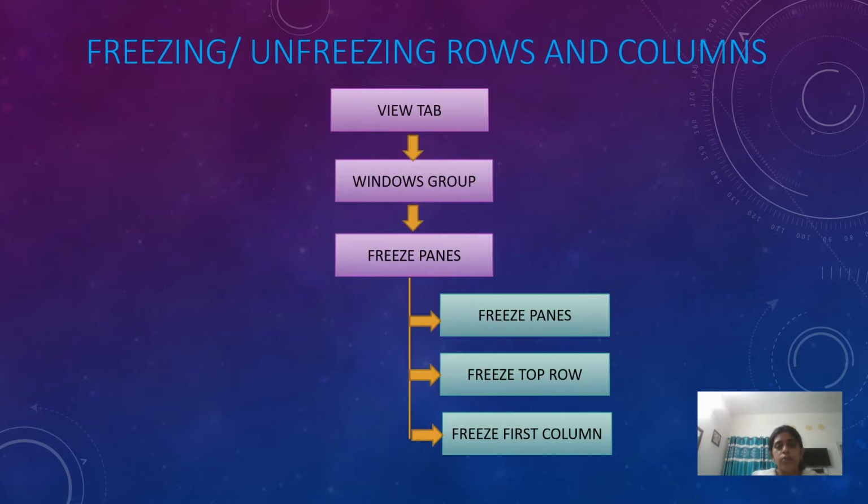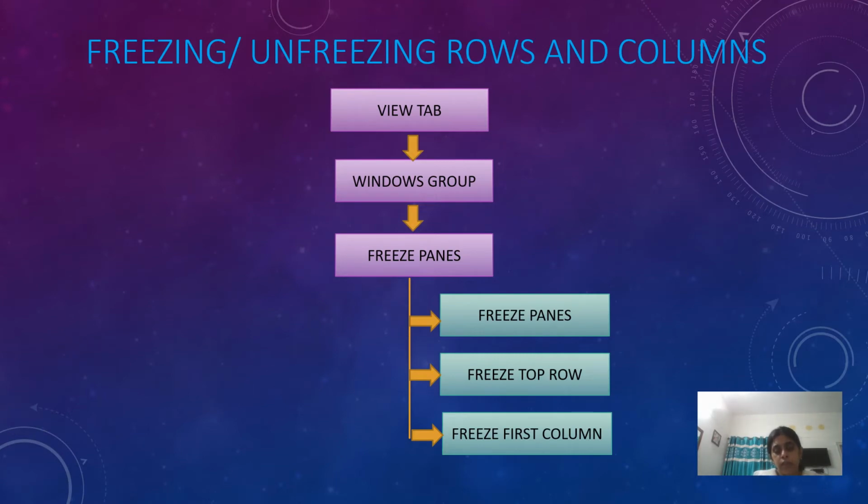Now, where is this option present? It is present under the View tab, under the Windows group. In the Windows group, there is an option called Freeze Panes. Under Freeze Panes, you have Freeze Panes, Freeze Top Row, and Freeze First Column. Freeze Top Row means the header row is frozen. If I select First Column, the first column is frozen. If I select a few columns or rows and click on Freeze Panes, those will remain at their place.